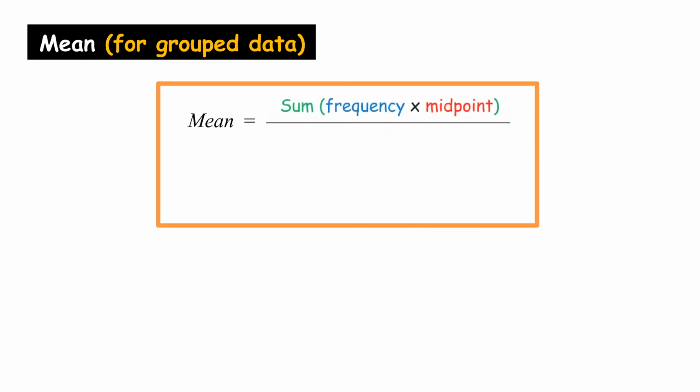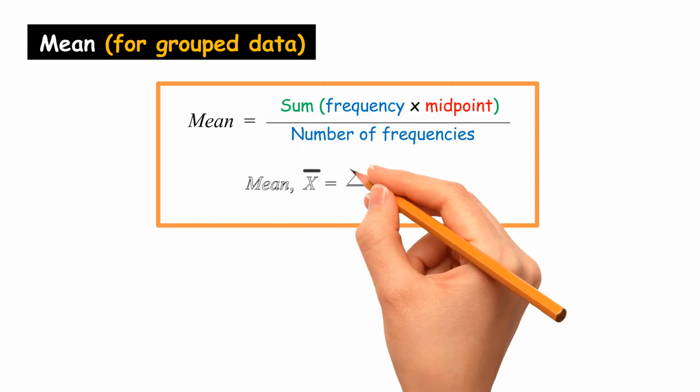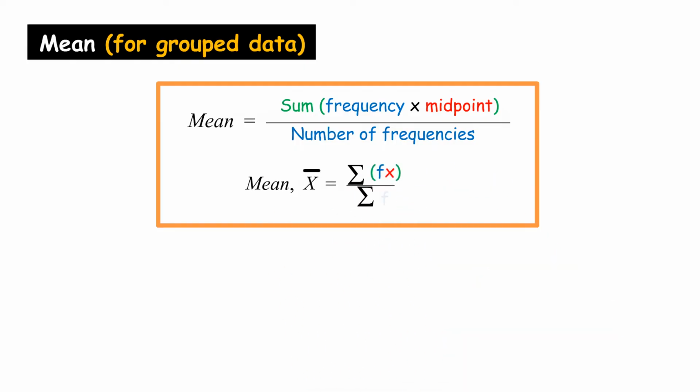Mean for group data. Mean equals the sum of frequency times midpoint over number of frequencies. X bar equals sigma fx over sigma f, where x bar represents mean, sigma represents sum, fx represents frequency multiplied by midpoint, and f represents frequency.